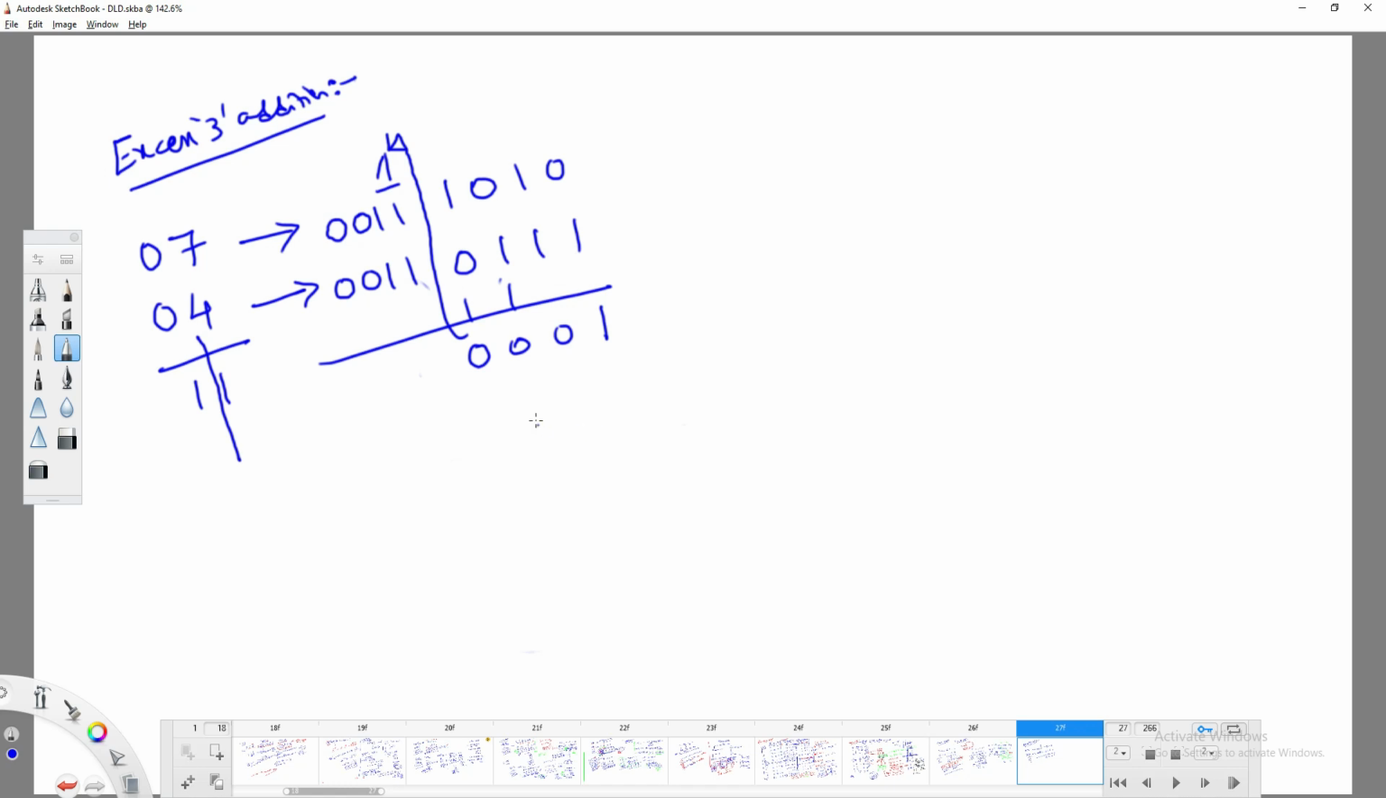Okay, now if you add plus 3, what is going to happen? 0011, right? So we are going to get 1010, which is Excess-3 code. In our decimal system, in our BCD system, what is this value? 1, right? Are you going to get the 1 or not?